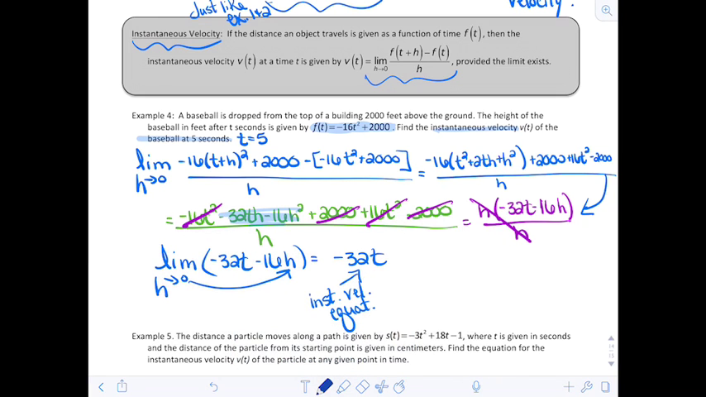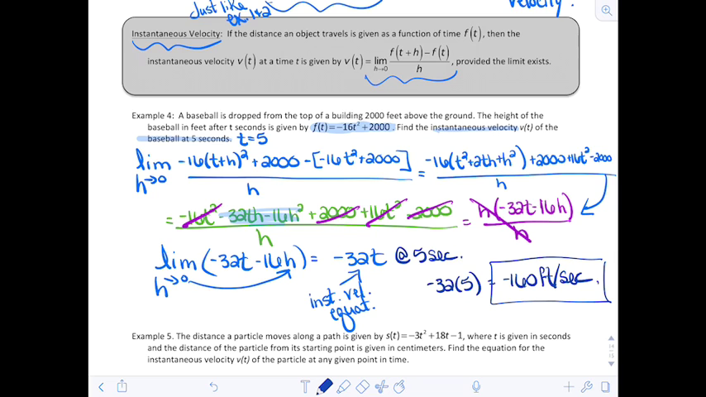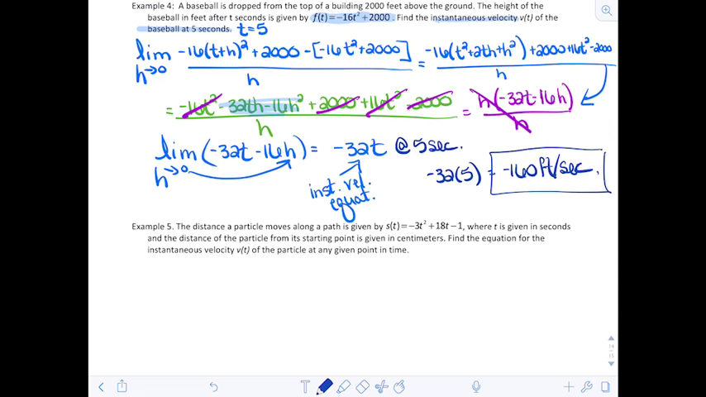But they wanted it at 5 seconds. So I'm going to do negative 32 times 5, which is negative 160 feet per second. Now you will get the exact same thing if back at the beginning you plugged in 5 for t. Your numbers may be a little bit bigger along the way, but regardless, it does not matter, do whatever you'd rather. And by the way, it's a negative 160 because the baseball is falling, so that's a way to indicate the direction. Since we are talking about velocity, you'll get a positive or a negative to indicate direction.